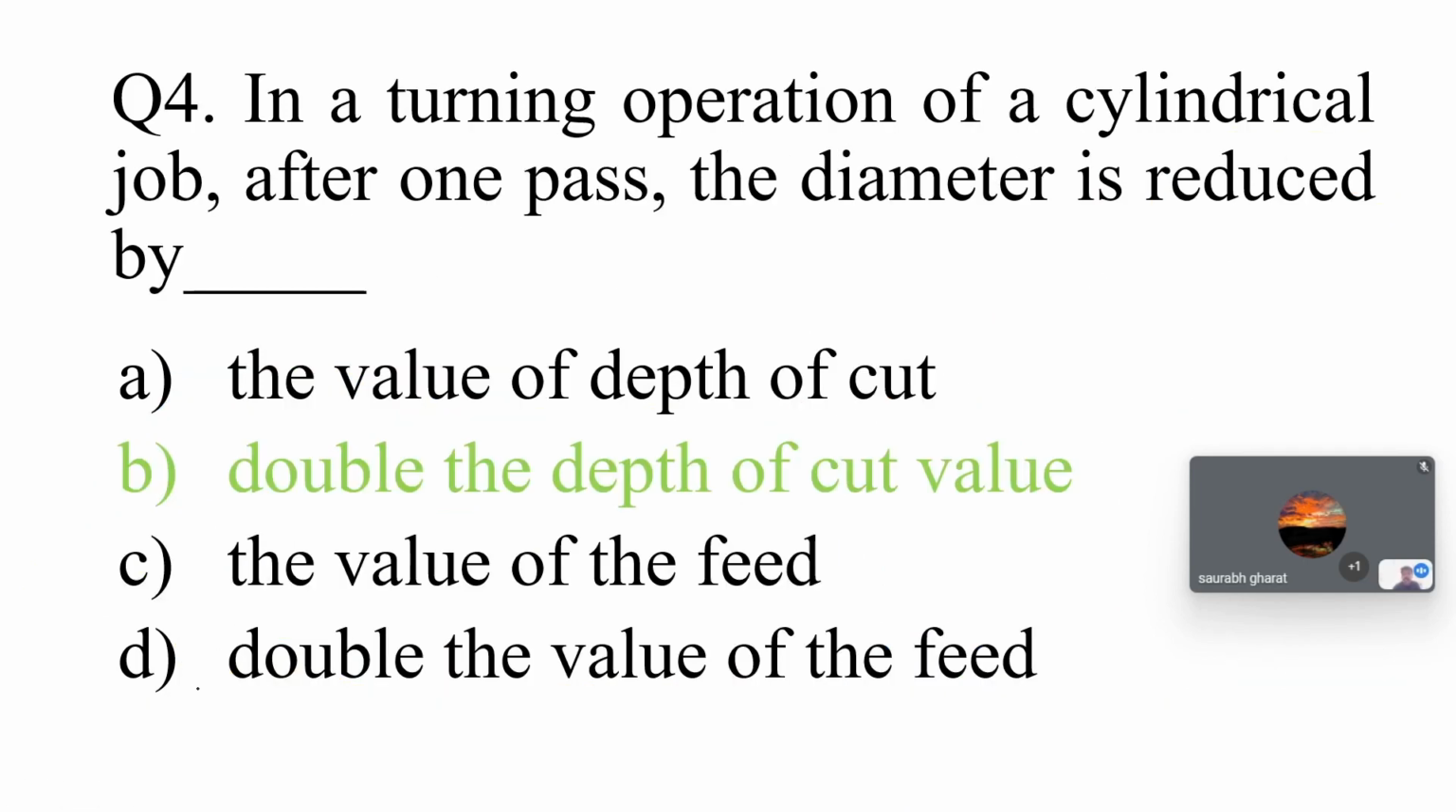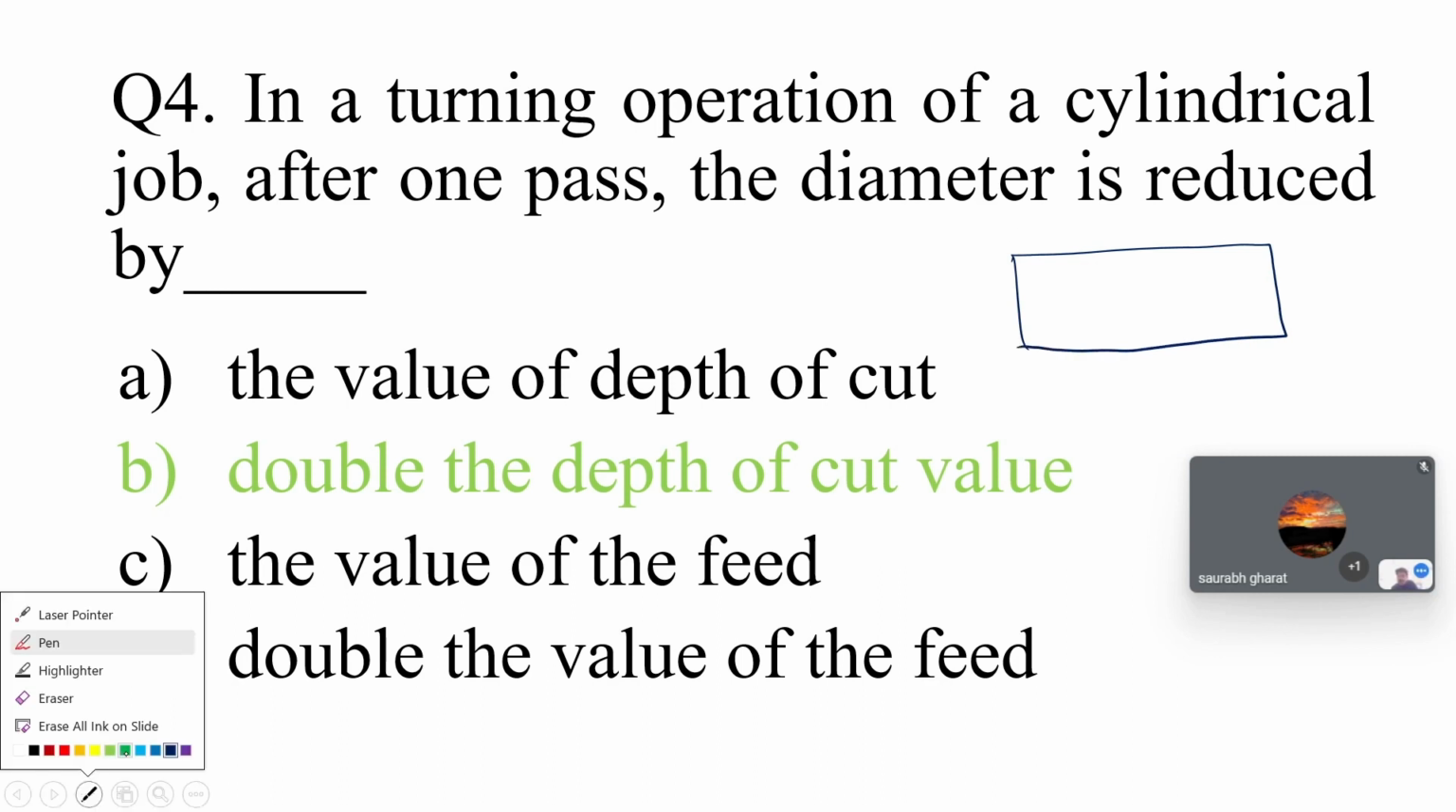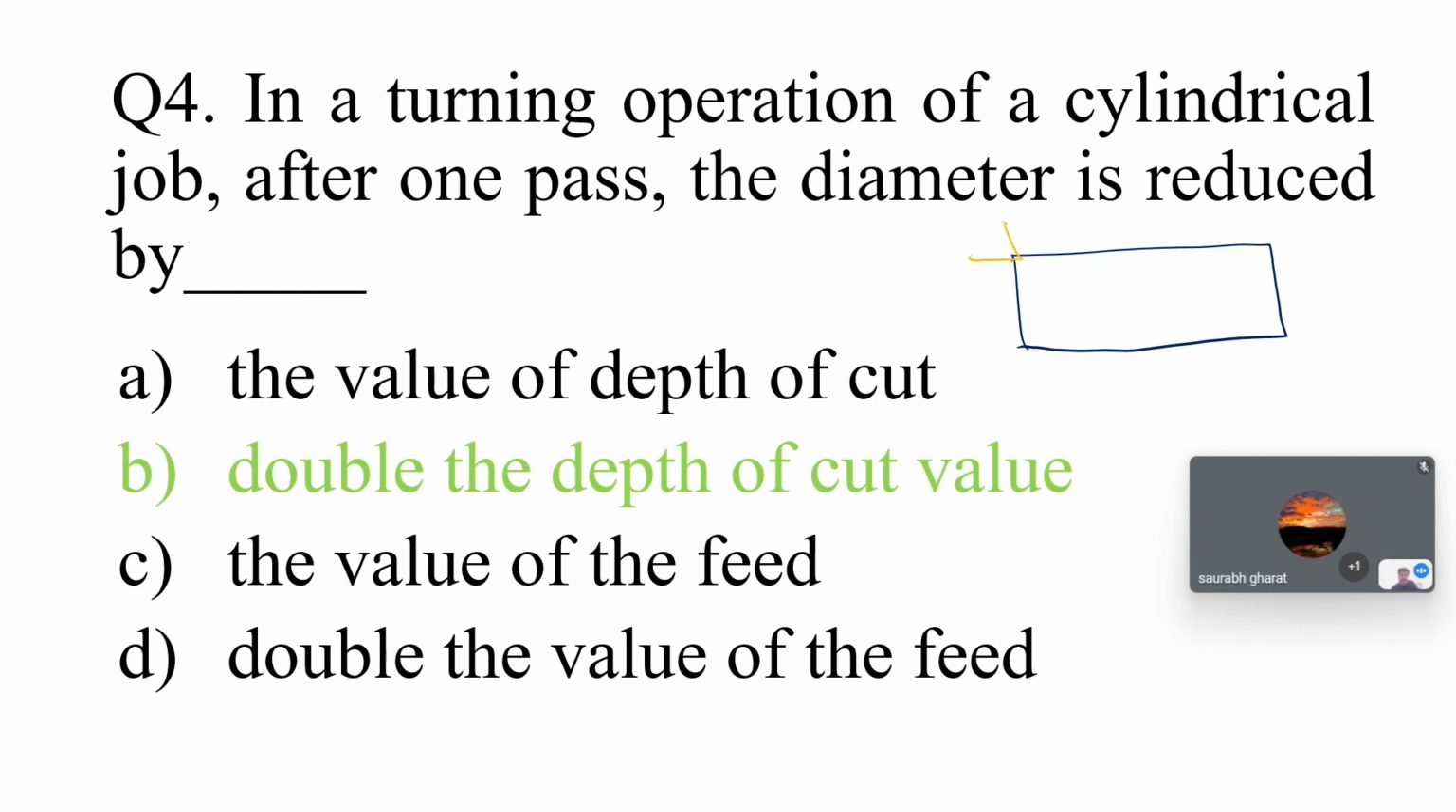Fourth question. In a turning operation of a cylindrical job, after one pass, the diameter is reduced by. So you know how we do the turning. This is the turning, and this is your tool. What you are doing in the turning operation is that after one pass, the diameter is reduced by the value of depth of cut. This is your depth of cut, D.